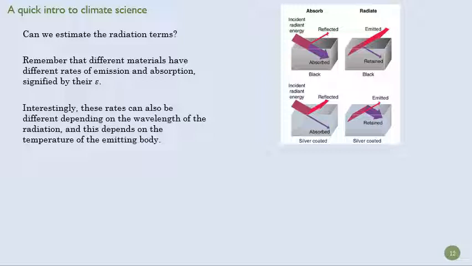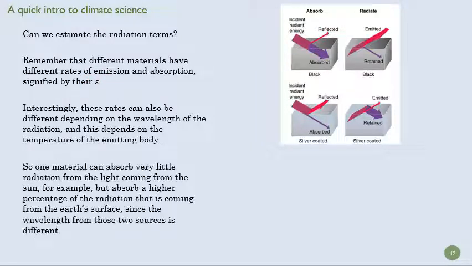This matters because epsilon can actually be a function of wavelength, right? So there are going to be some materials that can absorb, say, very little light from a high temperature source, but are going to absorb more energy from a low temperature source. Okay, and we have a couple of examples of that: carbon dioxide and methane.